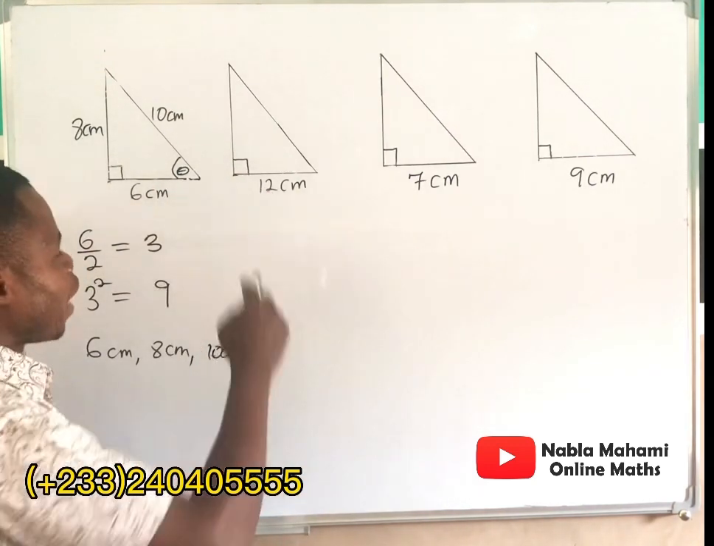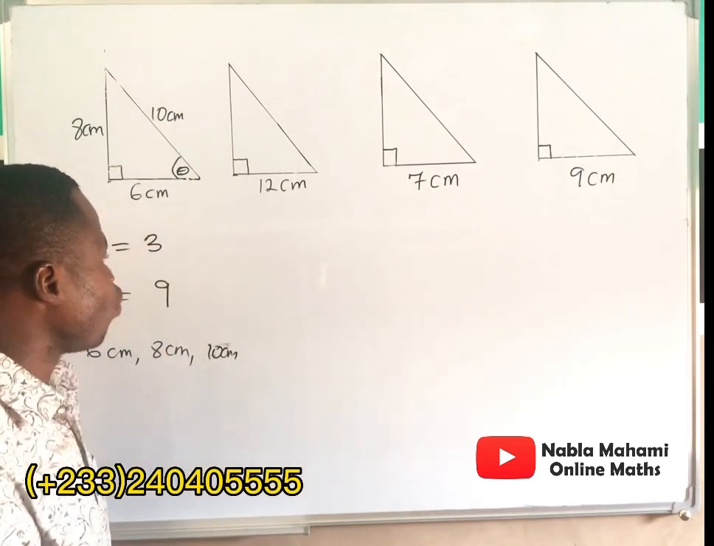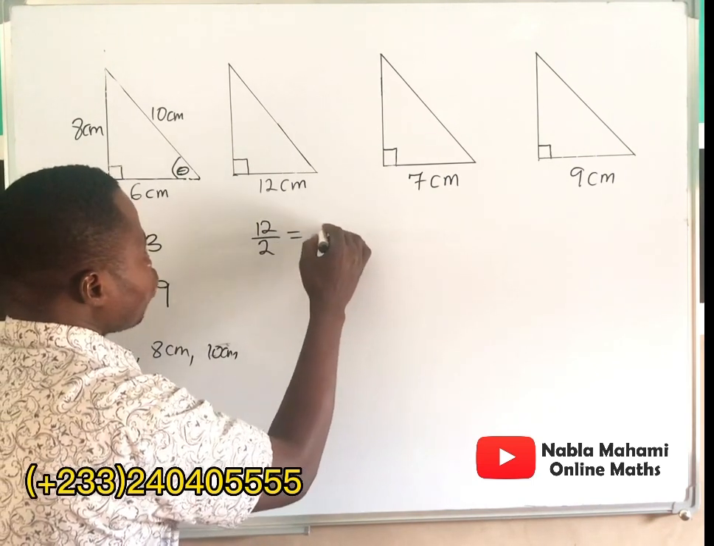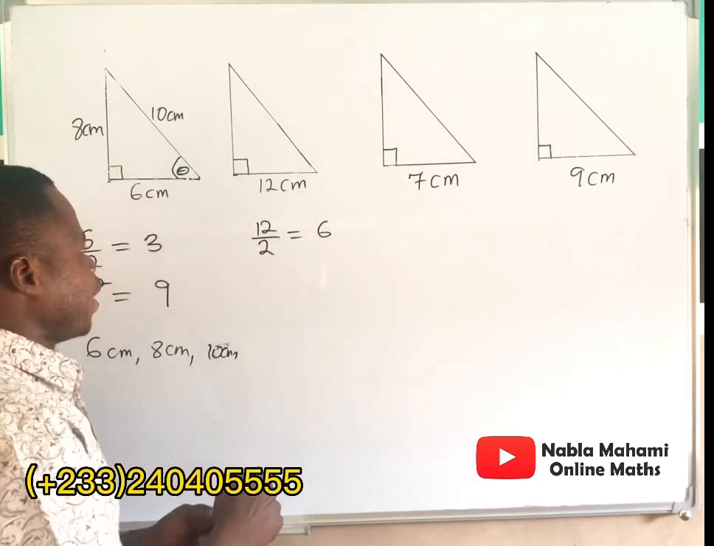So let's go to the next diagram. In the next diagram, the side is even. Since it is even, we are going to use the same procedure. It means that I will take 12 and divide it by 2. And 12 divided by 2 is 6. After this, I will then take this 6 and square it.